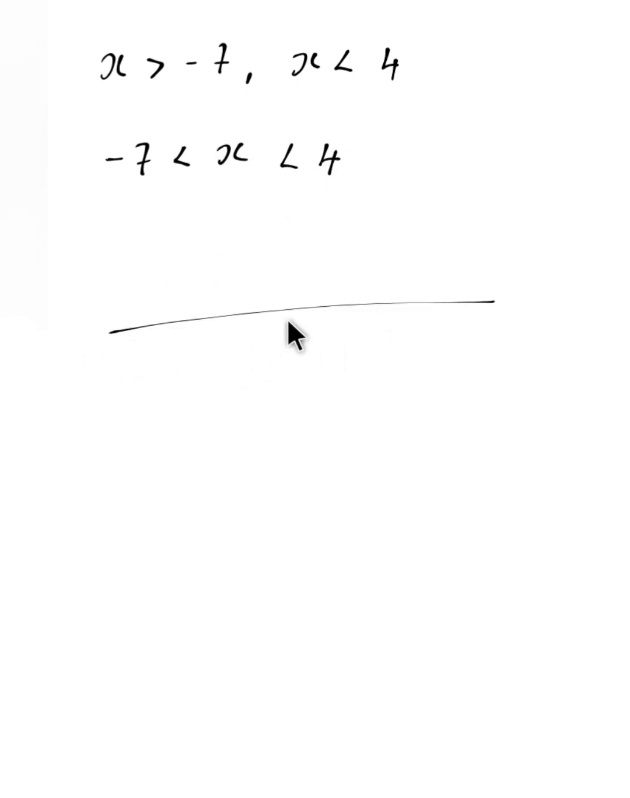If we draw it in our number line, this is 0, this part is minus 7, and this part of it is 4. So there's no equality sign here on both sides, so don't shade any of them. So s is bigger than minus 7, so is this region of it, and s is smaller than 4. So these values from minus 7 to 4 are the values that satisfy the inequality. We'll move further to example 4.